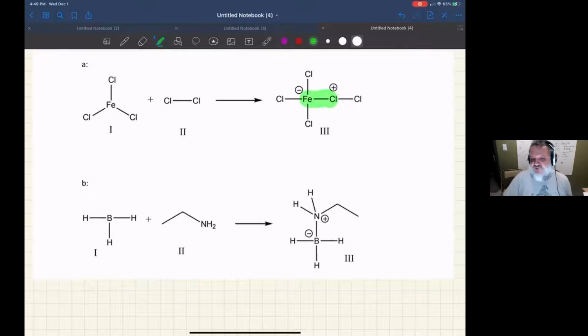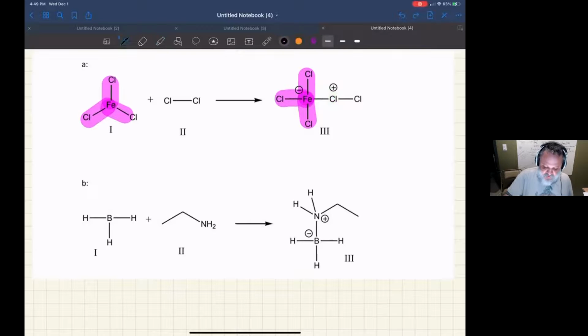In all cases for Lewis acid base reactions, a bond is formed. So you can take a look and we can say that this iron had 3 bonds to chlorine already, and now it has a 4th bond to chlorine. So that means that there's some electrons in that bond that had to be attached to iron.